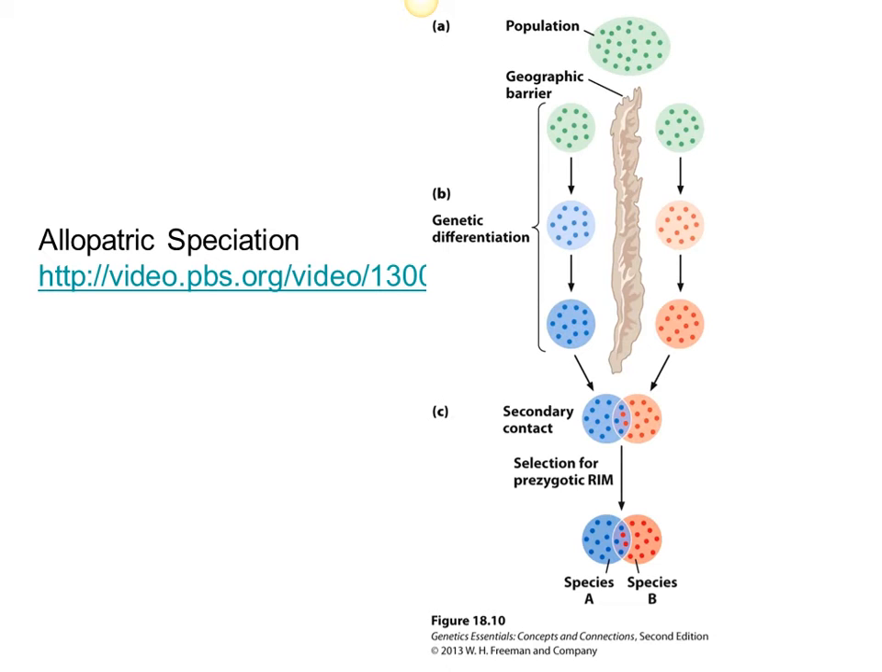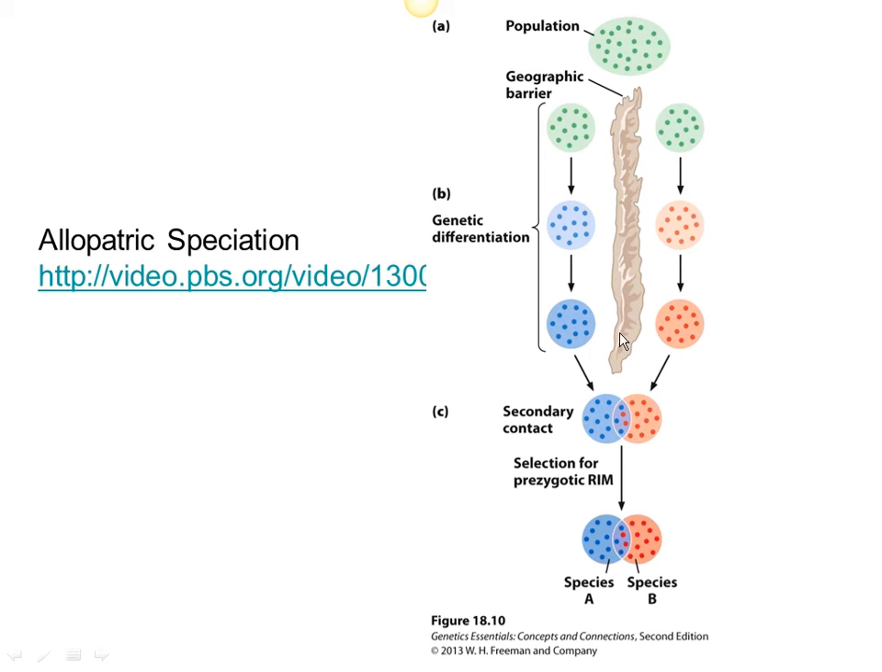Now, how does a new species form? You have two basic types of speciation. Speciation means formation of new species. One type of speciation is called allopatric speciation. Allopatric speciation is any kind of speciation or formation of new species that happens because an original group gets separated physically by some kind of geographic barrier, such that they're kept apart long enough.